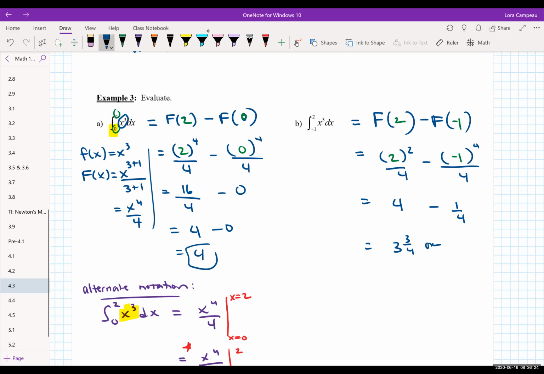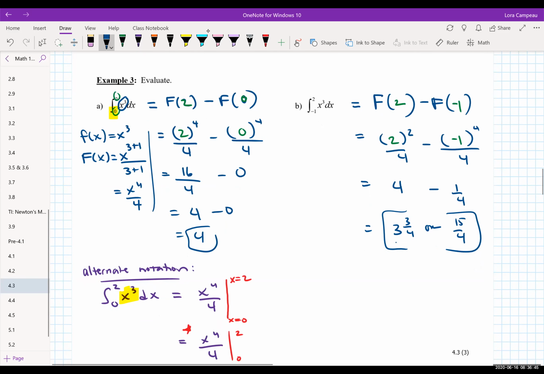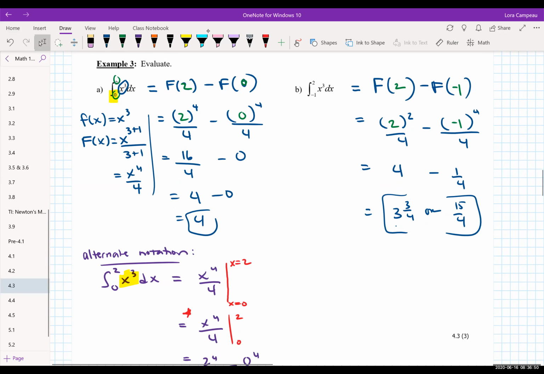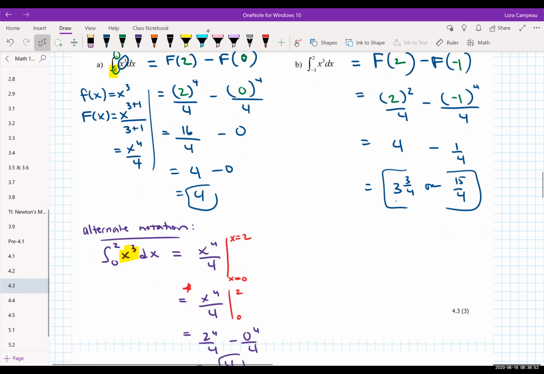Or if you like improper fractions, what is that? 15. 3 times 4 is 12 plus 3, 15 over 4. Sometimes you'll see that as a preferred mode of entering your answers. Either one is fine, though. You should be good either way. So you'll kind of say, I'm pretty good at plugging things into formulas, and that's true. That's why we love this Fundamental Theorem of Calculus part 2.